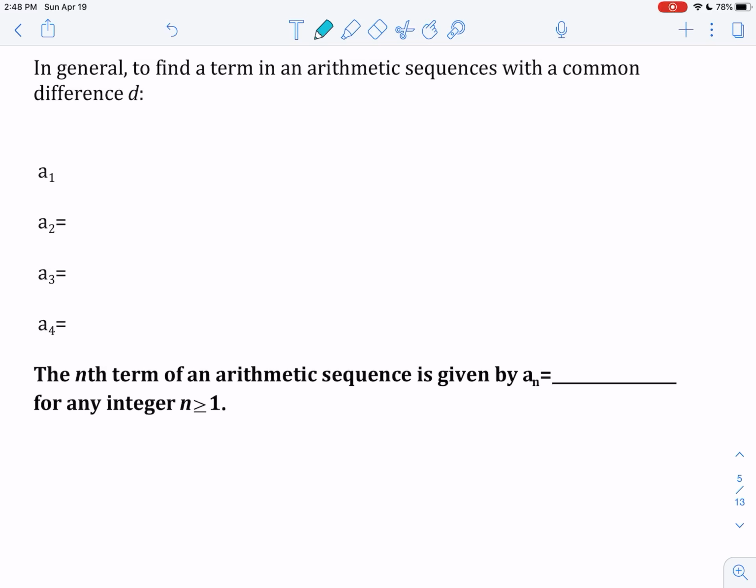So in general, to find a term in an arithmetic sequence with a common difference D, we're going to take the previous term plus D, right? So let's see if we can find a general formula here. My first term is going to be a sub 1, we know that. My second term will be my previous term, so a sub 1 plus D, okay? My third term is going to be my second term plus D, right?